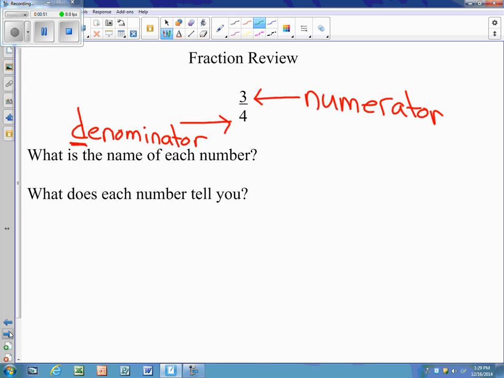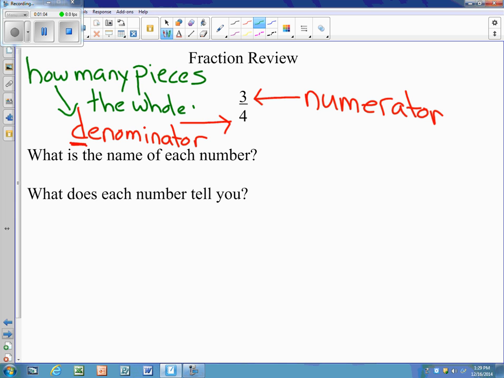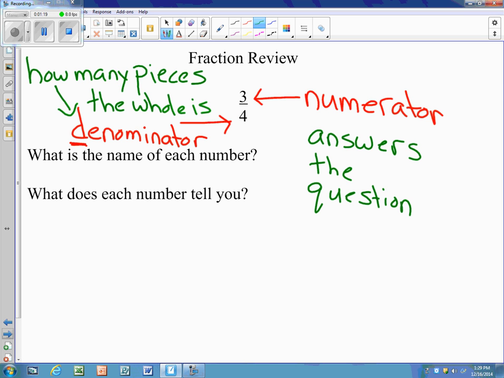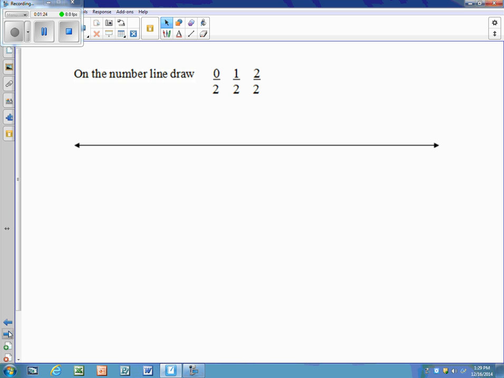The denominator right here tells you how many pieces the whole is. And the numerator answers the question. So if I said how many pieces are shaded, if I asked you how many boys were in the class, it answers the question. So that's our review of vocabulary, and now we're going to move on to making equivalent fractions.